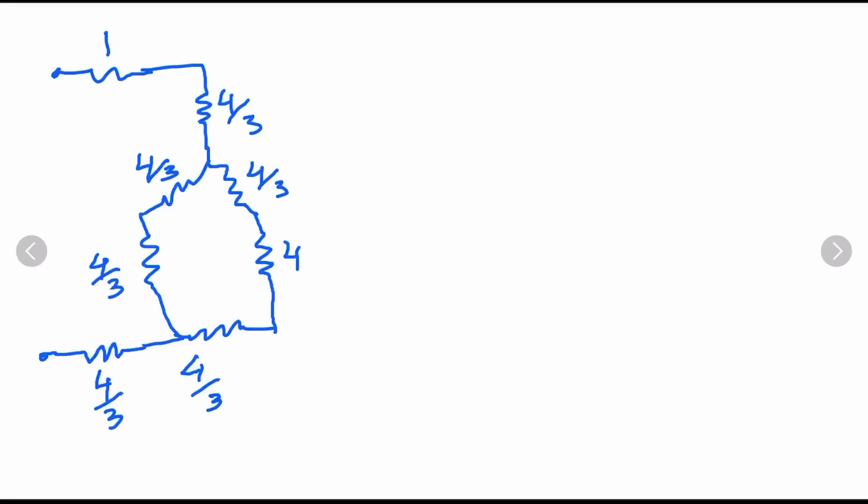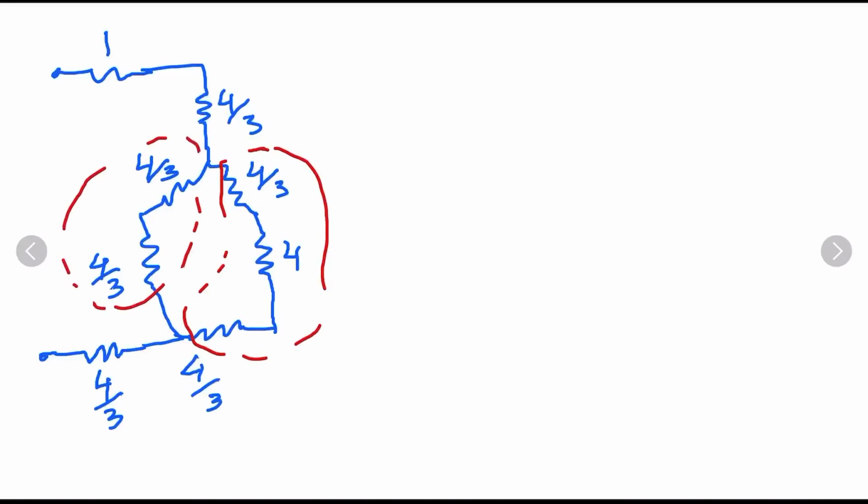Okay, now in this circuit we can easily identify that these 3 elements are in series and these 3 elements are in series. So we will apply the series combination formula. The resistance of the first branch, that is this branch which we are considering, will be 4 by 3 plus 4 plus 4 by 3, and it will be 20 by 3 kilo ohm.